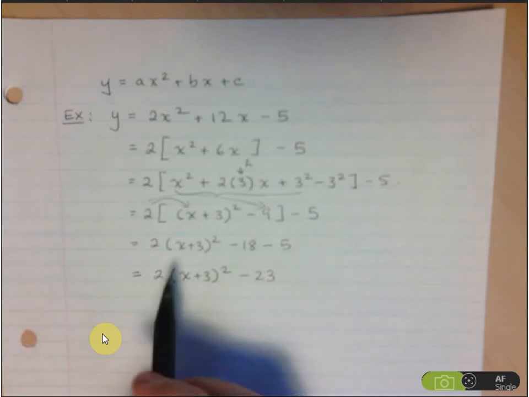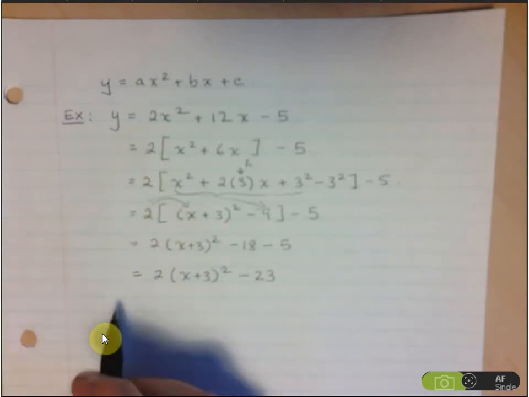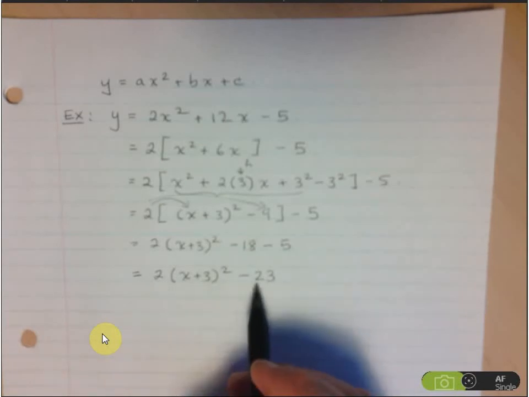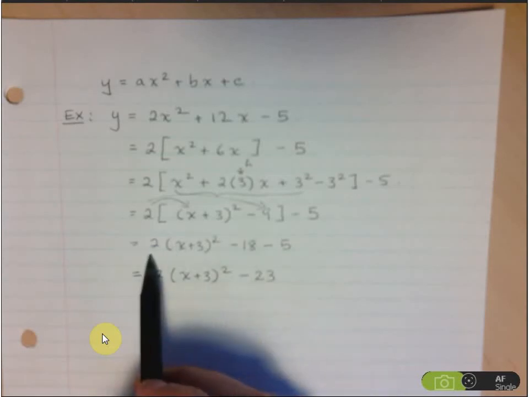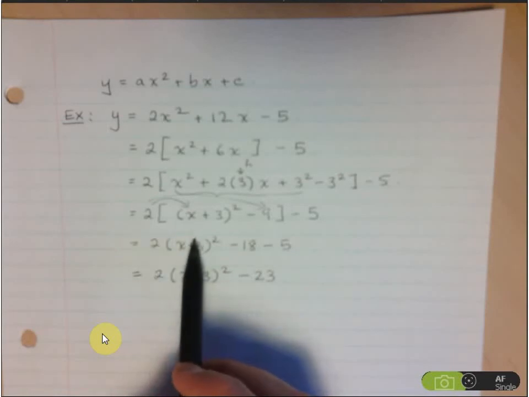So again, we see that the a value is the same as it was in standard form. And we can read off the vertex as negative 3 and negative 23. So just a couple of things to keep in mind here, a few things to be aware of. Just make sure you don't accidentally distribute the 2 into this bracket here. Now, why can't you do that?